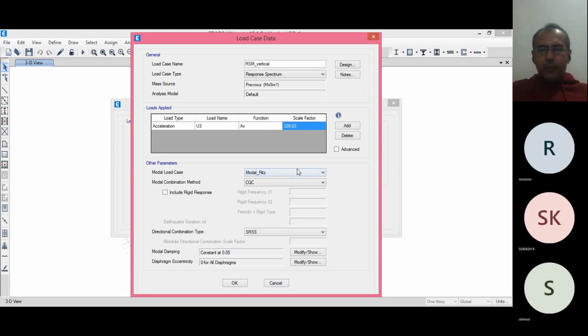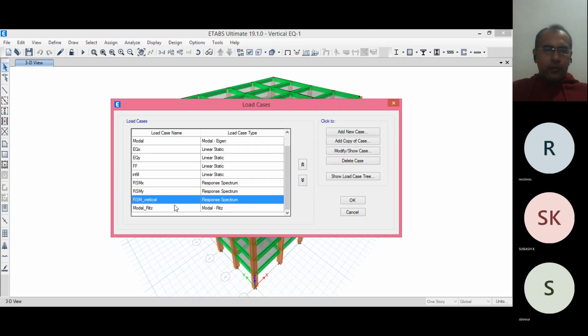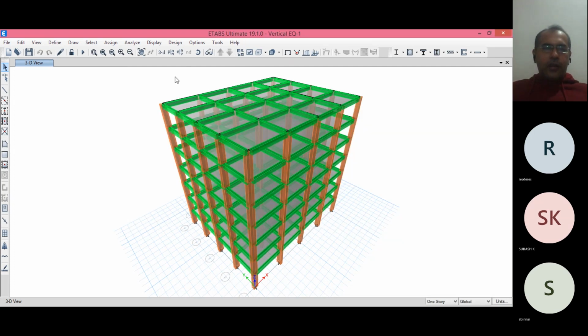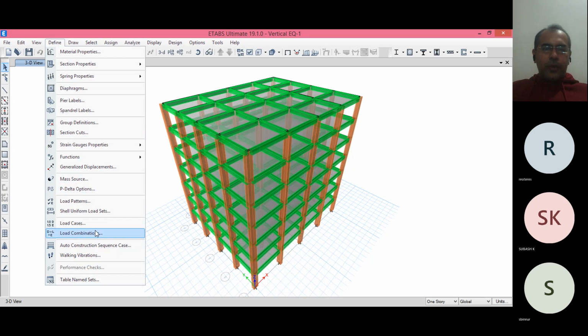Okay, so moving ahead. This is how the vertical response spectrum load case is defined. So these two things you need to define for vertical earthquake. Rest remains the same. So this is what you need to create for vertical earthquake. So this is done, and we go to load combinations now.